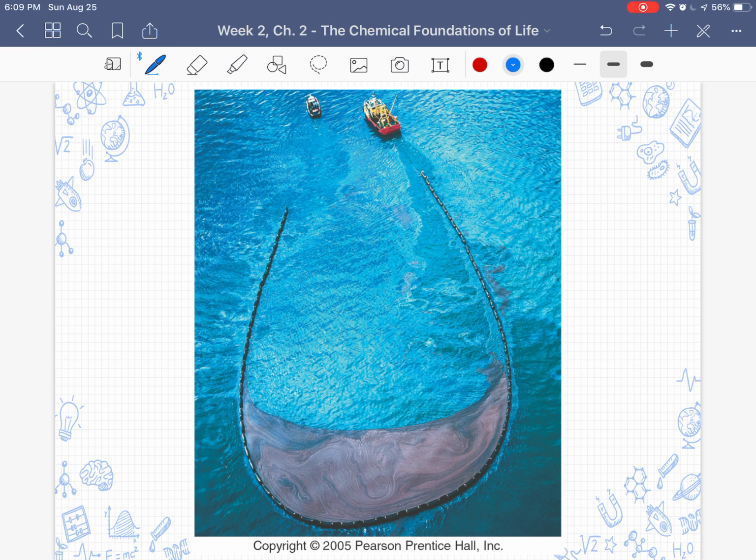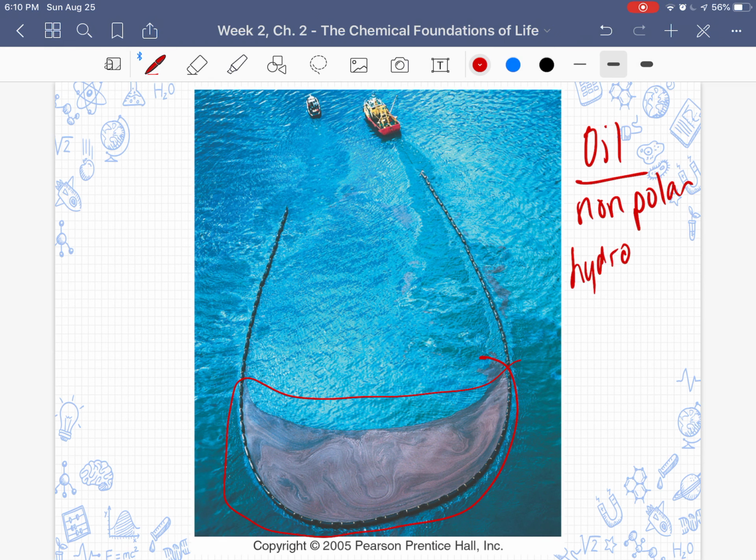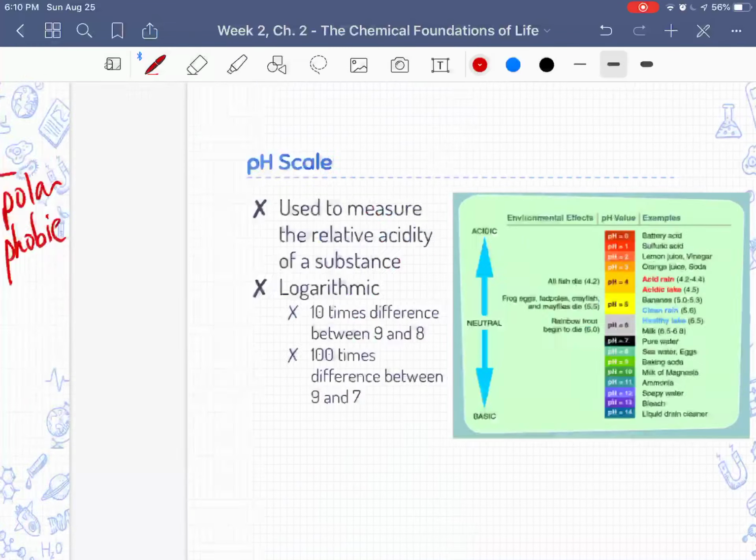Okay, and this is seen in this example where you have an oil spill, and you see the oil down here is staying on the surface of the water. It's not mixing down into it. It's not interacting with the water because oil is non-polar. Oil is hydrophobic.